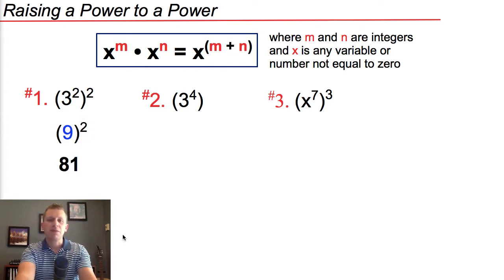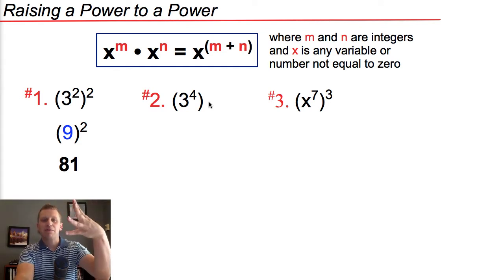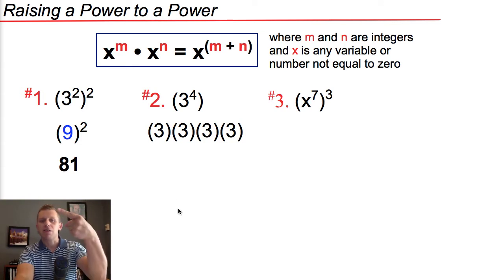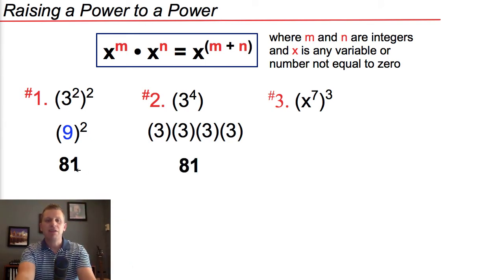Now let's look at this next piece, 3 to the 4th. That's 3 times 3 times 3 times 3. 3 times itself 4 times. So I can write it like this. Now 3 times 3, 9. Times 3, 27. Times 3 for the final time, 81. Now you might be asking yourself, why are these two pieces the same?